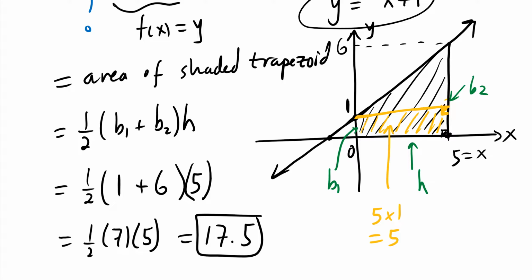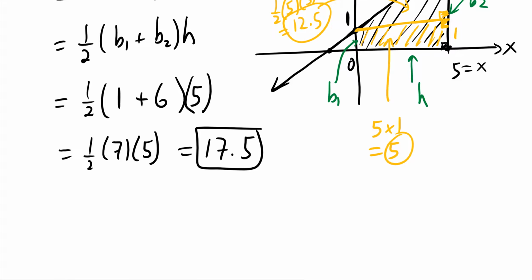And we have a right triangle up there. This is 1, and remember the whole thing is 6, so this is 5. So the area of this triangle is 1/2, base is 5, and the height is 5. So 25 halves, that's 12.5. So all we have to do is add 5 and 12.5. That gives you 17.5. That's the area of the trapezoid by a different method.